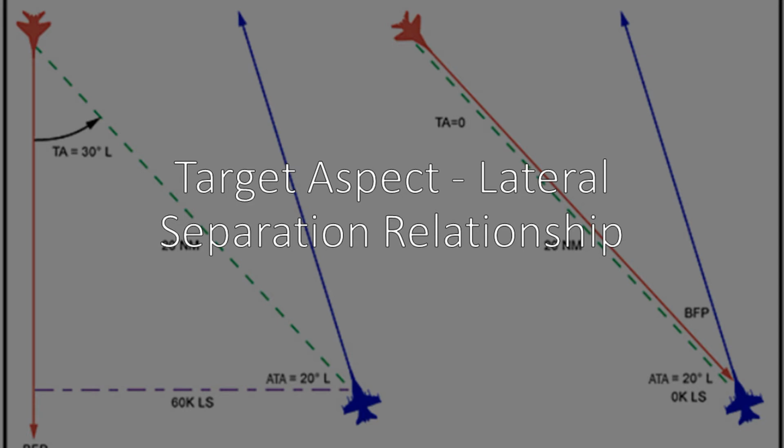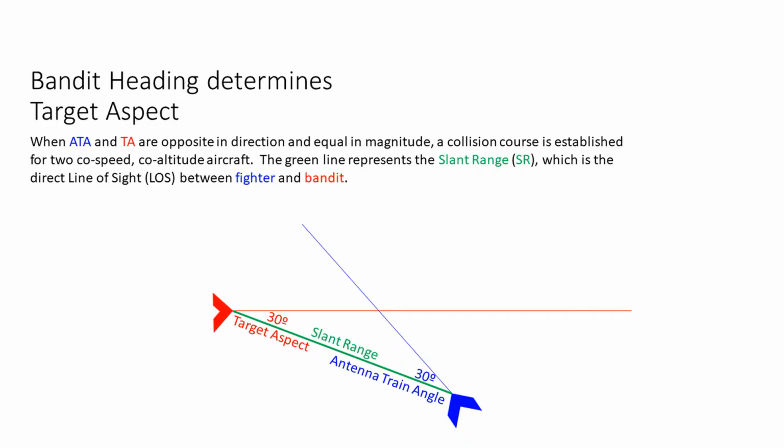Welcome to a video on target aspect and the lateral separation relationship. In a previous lesson, we discussed target aspect and antenna train angle. So with a 30-degree target aspect, basically what that means is if you were the pilot of the Bandit in this image, you would have to look 30 degrees to your right to see the friendly fighter. If you were in the friendly fighter, you would have to look 30 degrees to the left to see the Bandit.